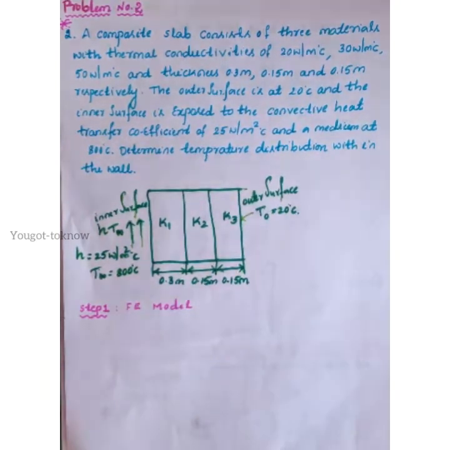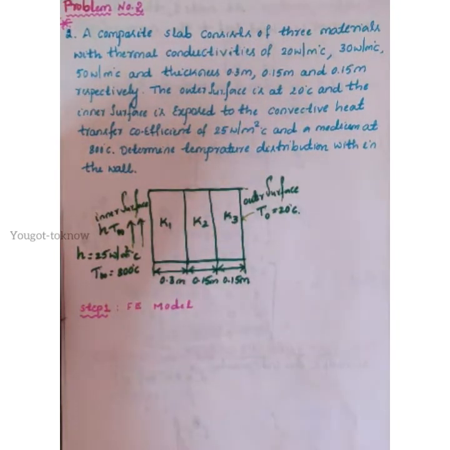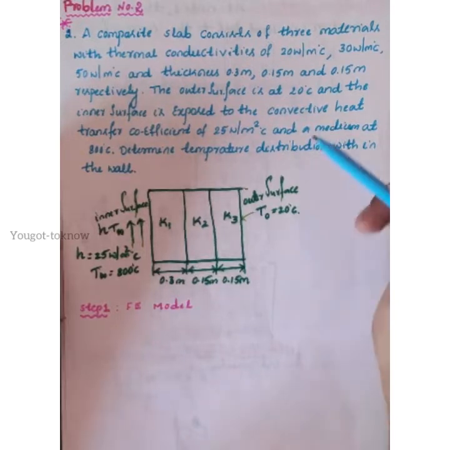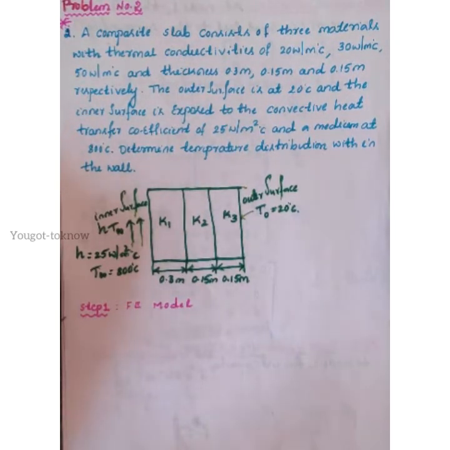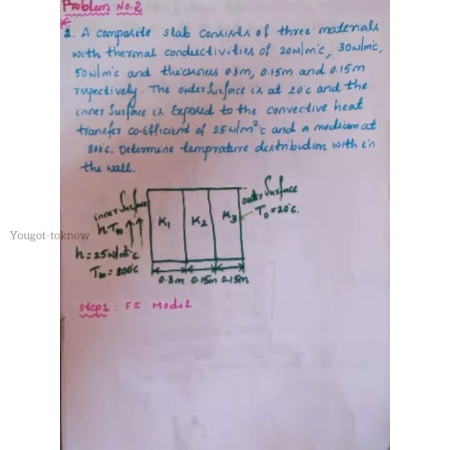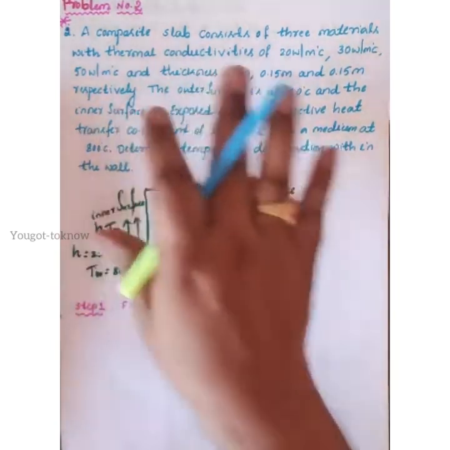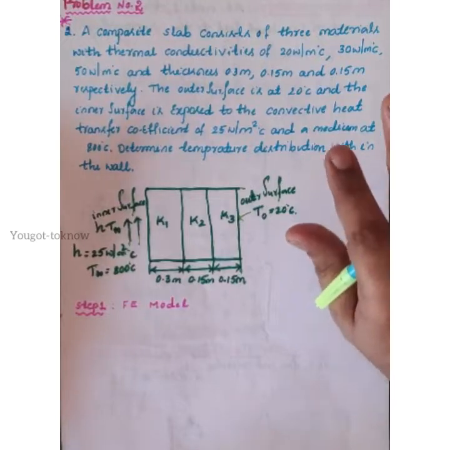The outer surface is at 20 degrees Celsius and the inner surface is exposed to a convective heat transfer coefficient of 25 watt per meter square degree Celsius and a medium at 800 degrees Celsius. Determine the temperature distribution within the wall. Now observe, he has not given any figure. You should draw a figure.